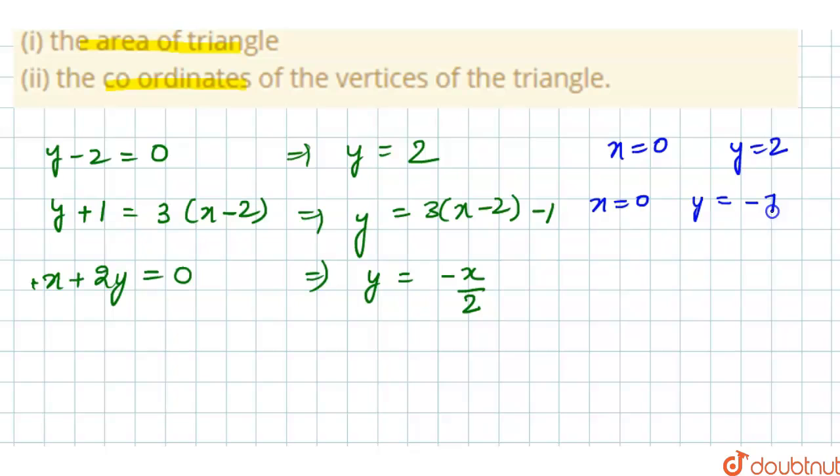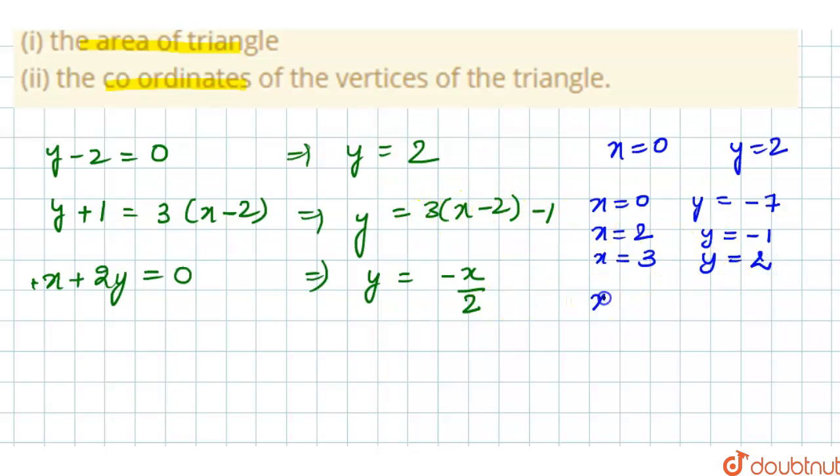So for x is equals to 0 we will have y equals minus 7, and let's say for x is equals to 2, 2 minus 2 will be 0, 0 into 3 is 0, and we are left with 0 minus 1, that is y is equals to minus 1. And the third point, let's say we are taking x is equals to 3, so 3 minus 2 will be 1, 3 into 1 is 3 minus 1, that is 2. So we will have y is equals to 2, right?